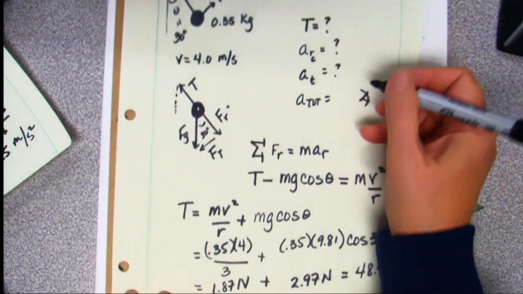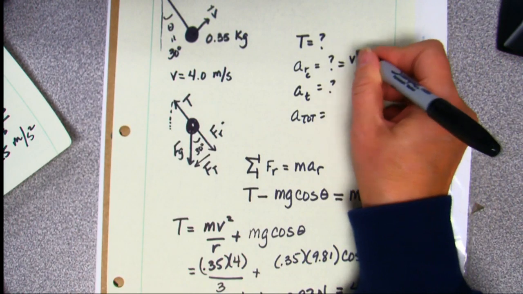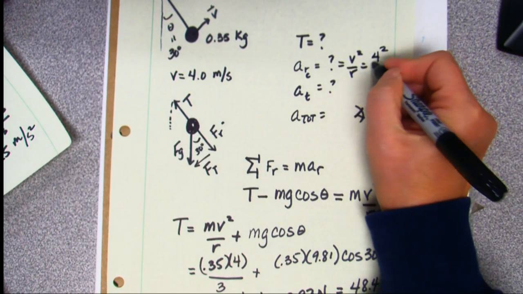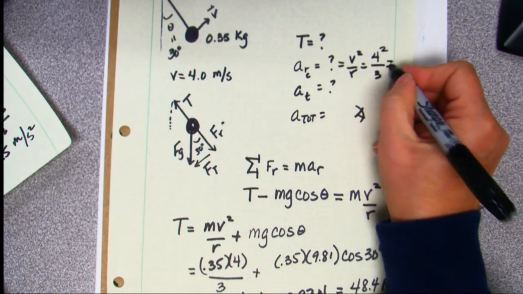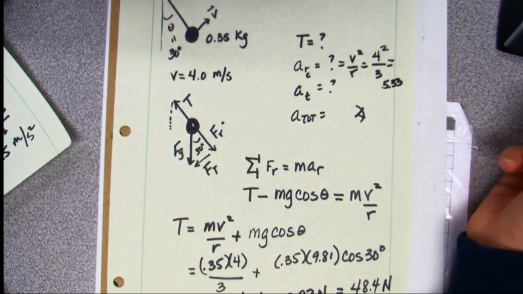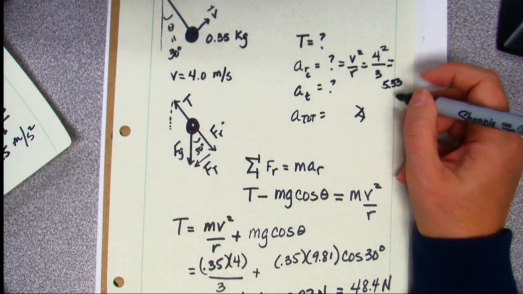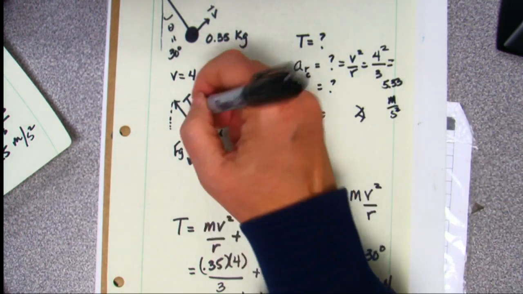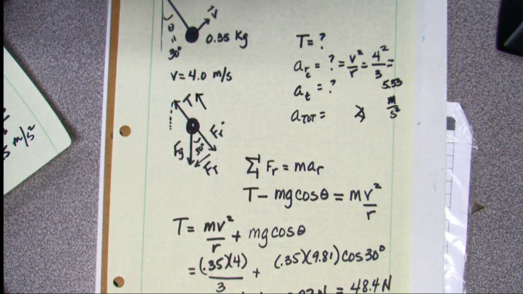Well, a sub r is just v squared over r. So that's going to be 4 squared divided by 3, which gives me 5.33 meters per second squared. And that direction is towards the center of the circle. Okay? That direction is towards the center of the circle. So it's going to be inward.